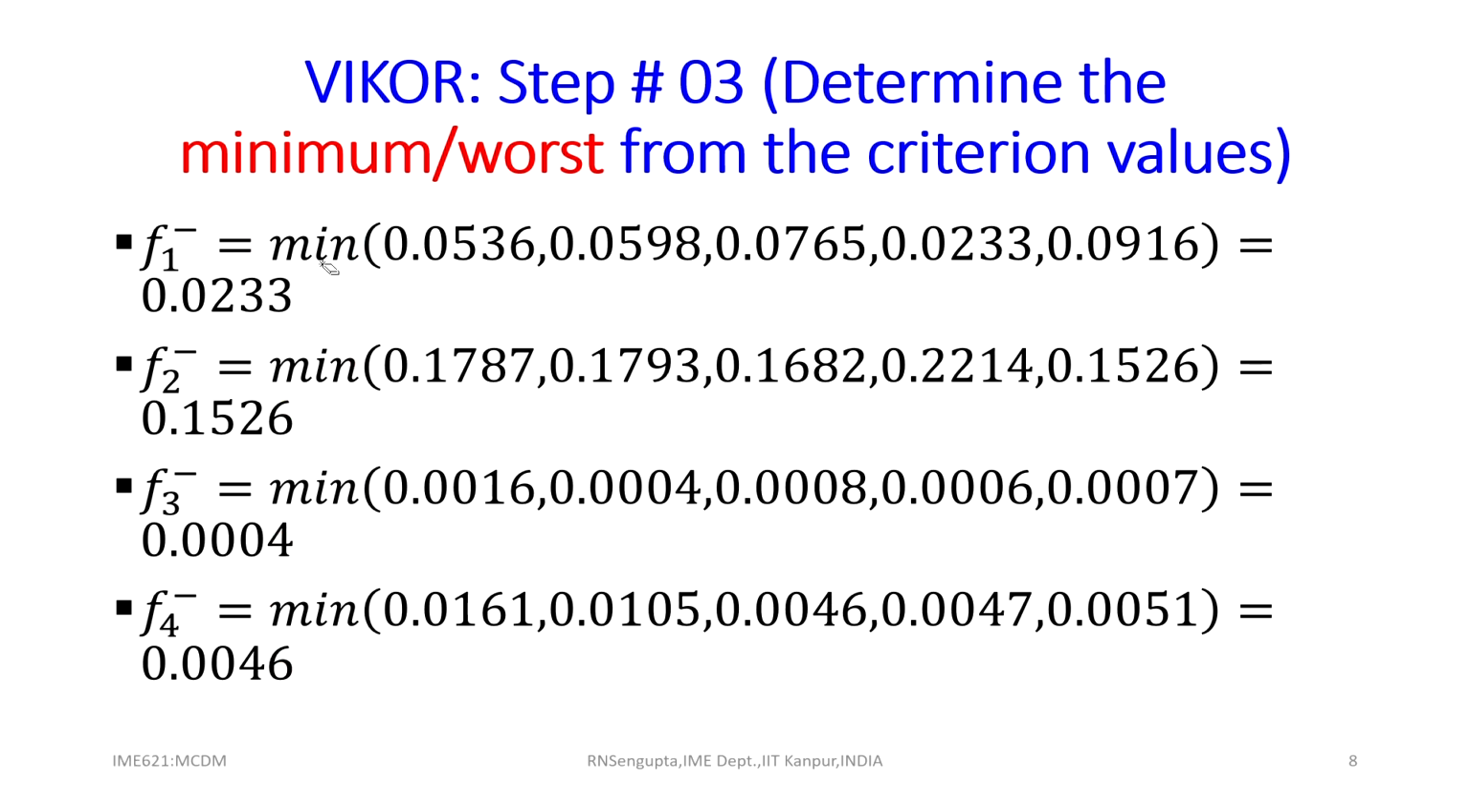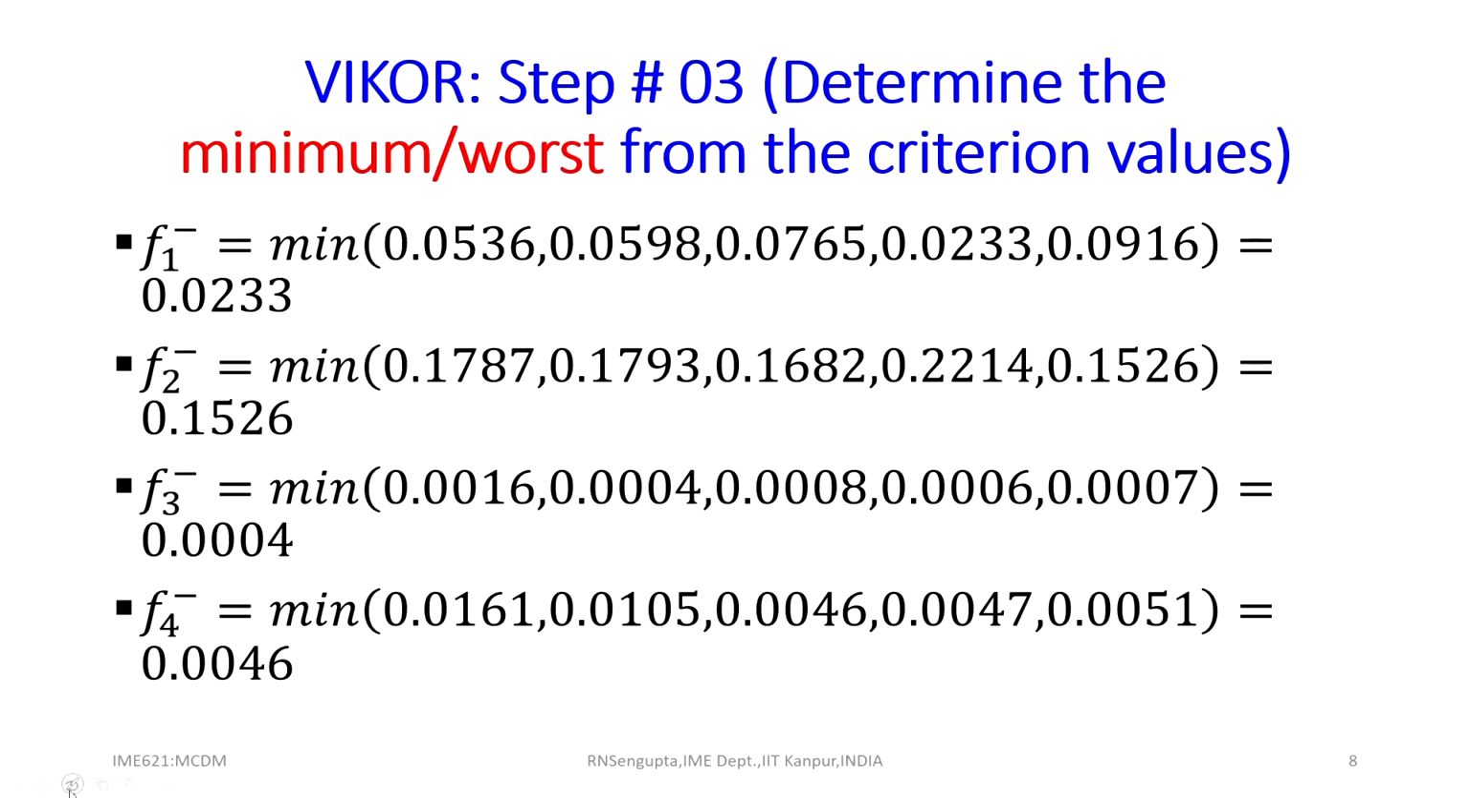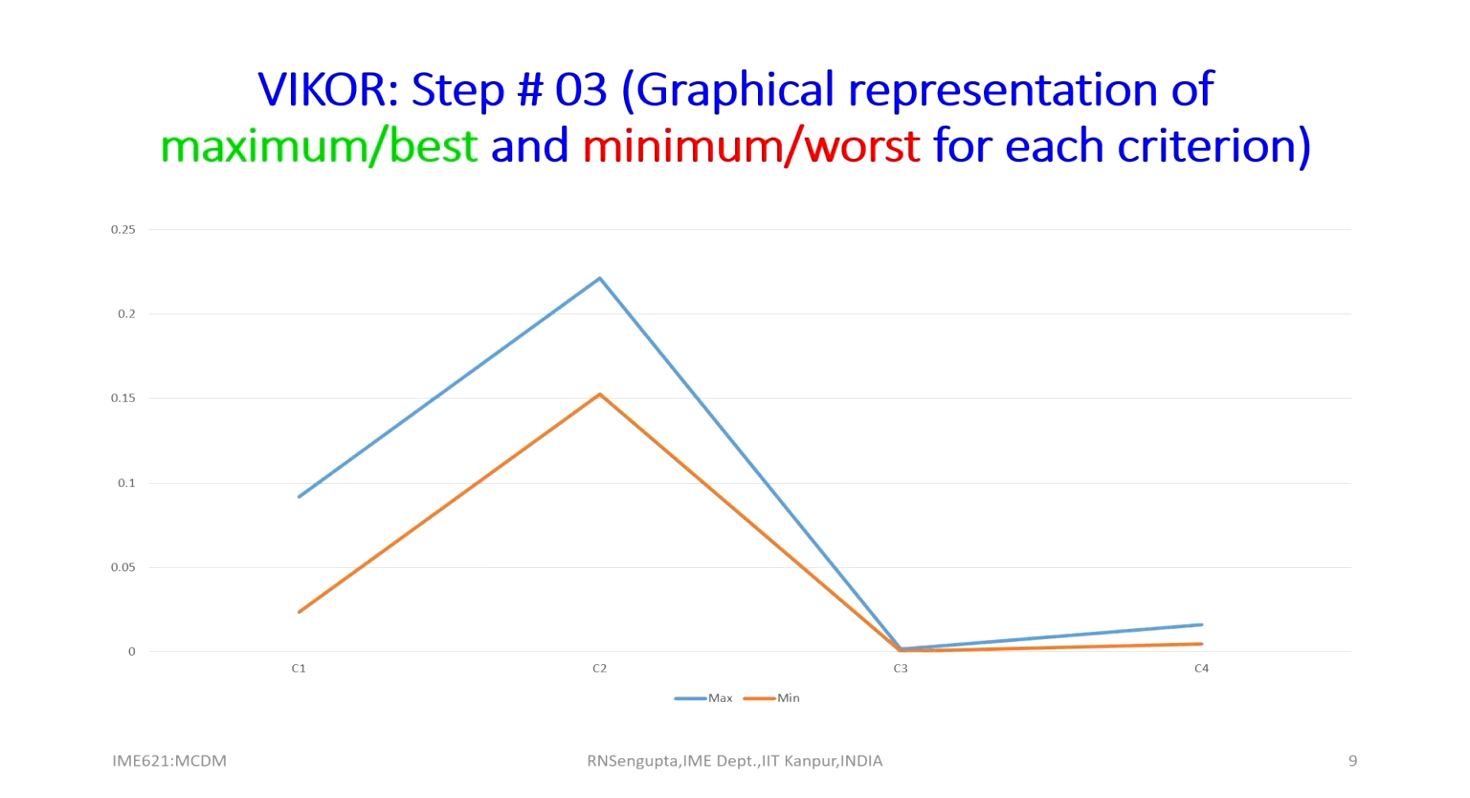When the minimum is found out, they are based on the same weighted normalized matrix along each column for the criteria. So, I will mark the minimum values, and then I will read them so there is no confusion. 0.0233, 0.1526, 0.0004, 0.0046.